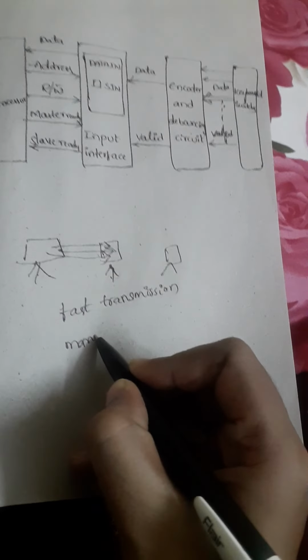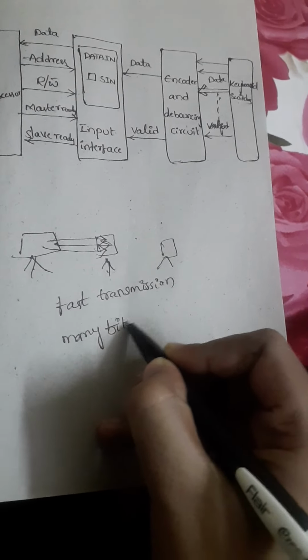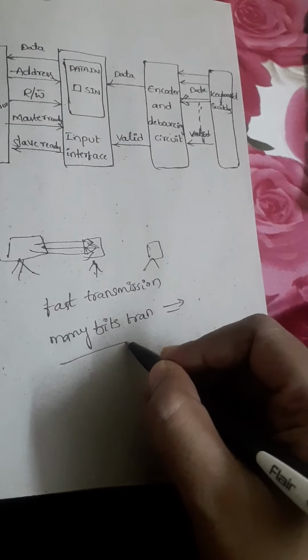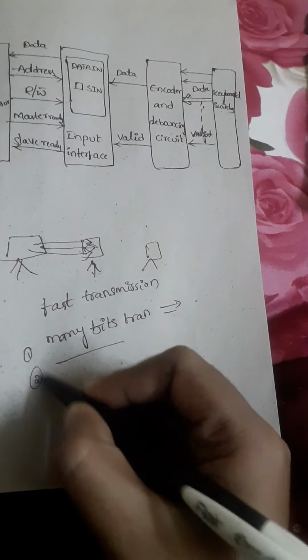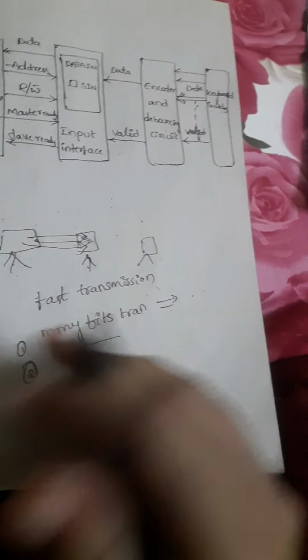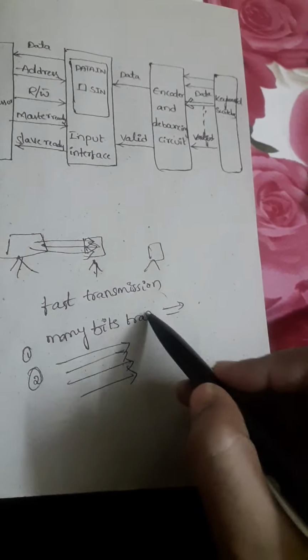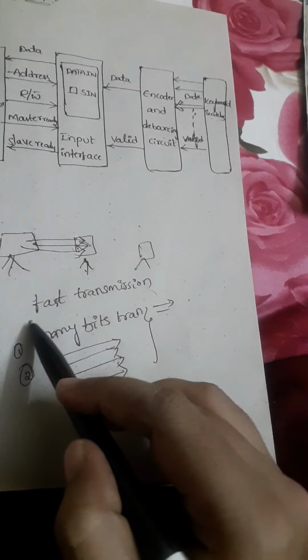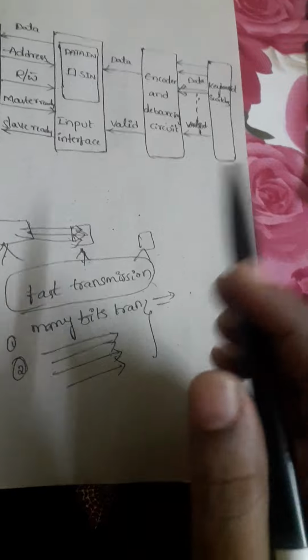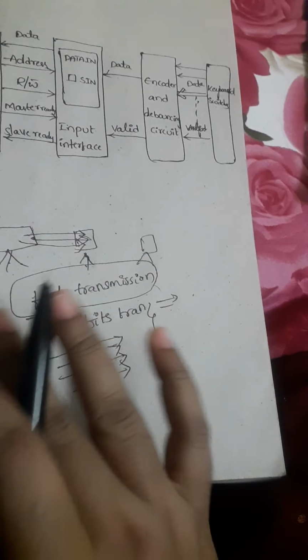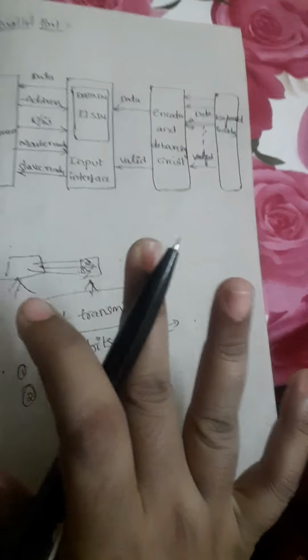The first advantage is many bits transmitted at a time. That means in a single attempt we can transmit many bits. The second advantage is that these many bits will be transferred simultaneously. By using these two advantages we get the third advantage, that is fast transmission. The transmission of data can take place very fast. These are the advantages of computers which make use of parallel ports as interface.